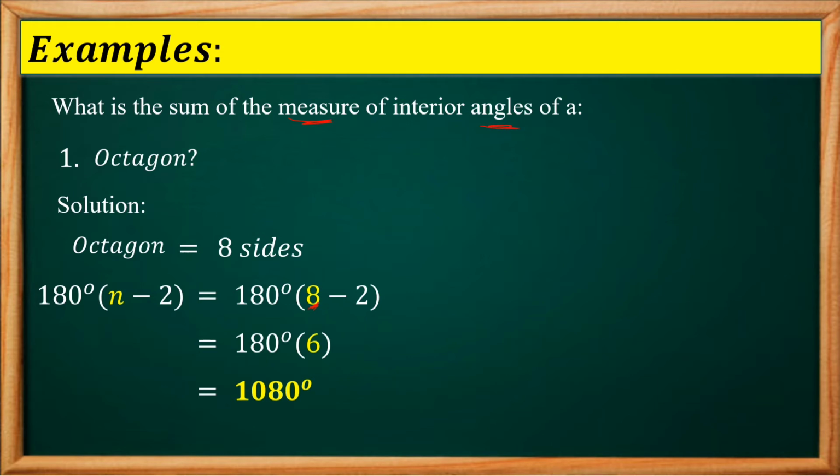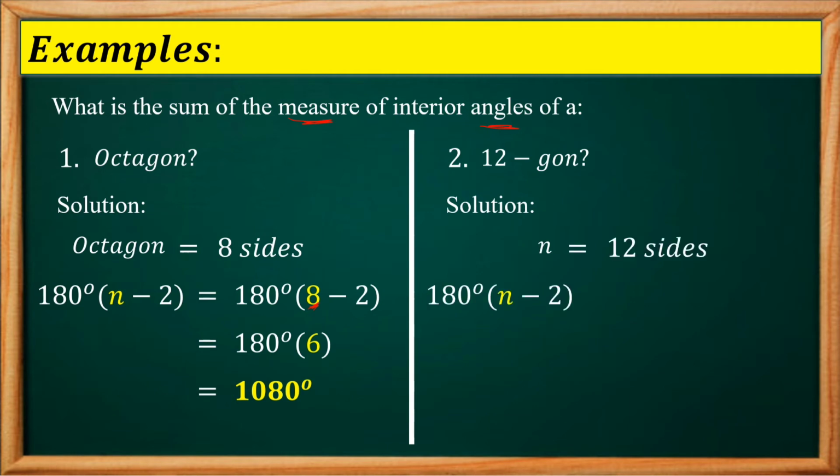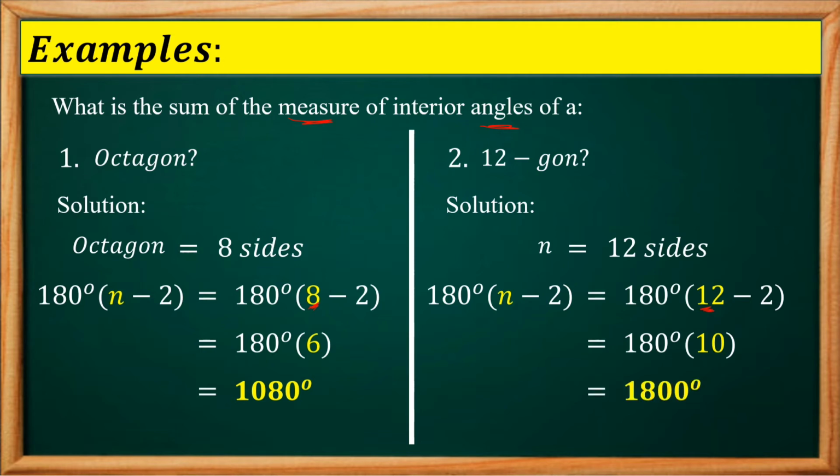Okay, second example, how about if we will have a 12-gon? How many sides do we have? 12 sides. Next, our n is 12, because it is a 12-sided polygon. 12 minus 2 is 10, multiplied by 180. Then you will have 1,800 degrees. Okay, do not forget, always have the unit, degrees.